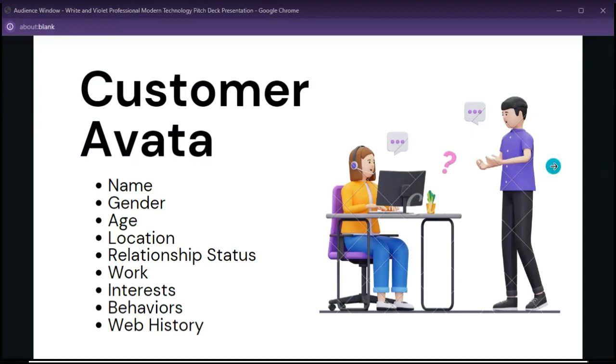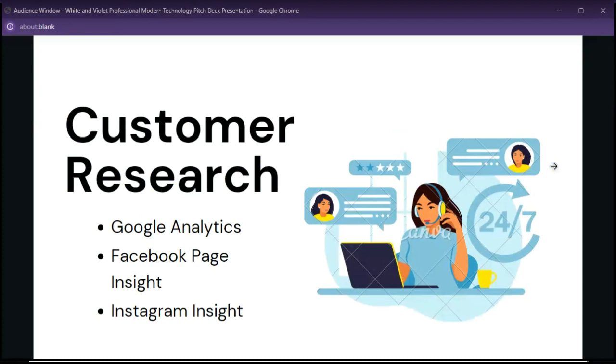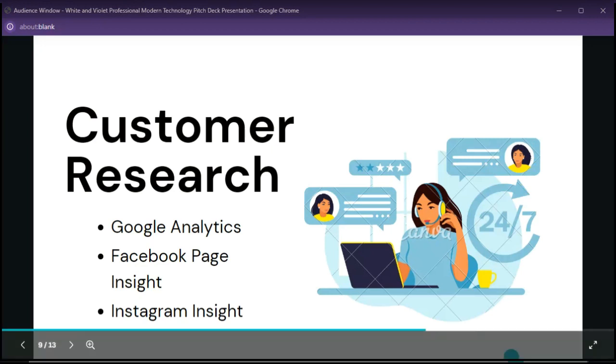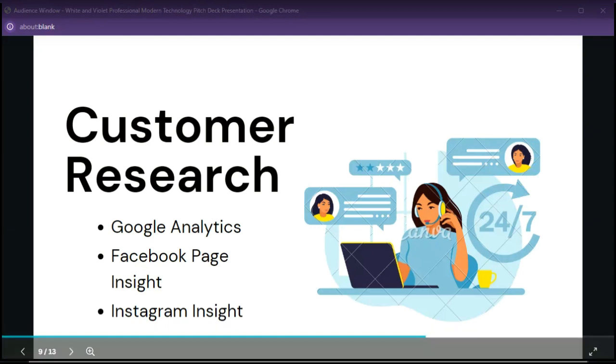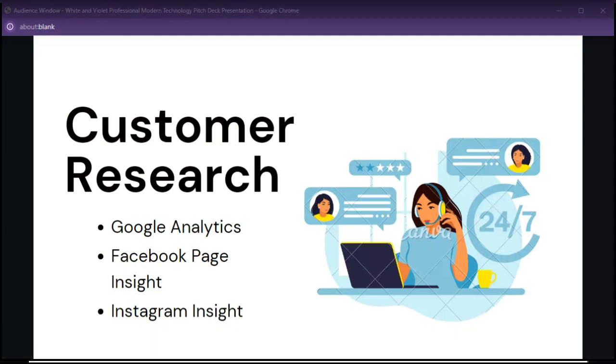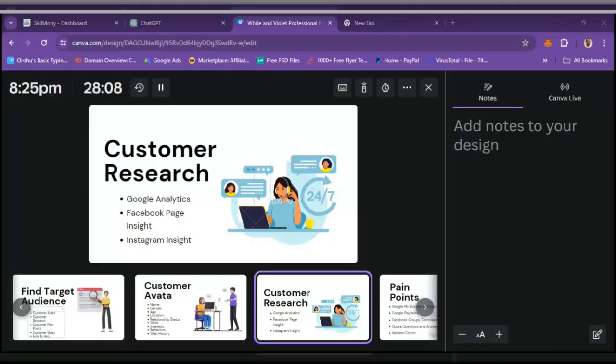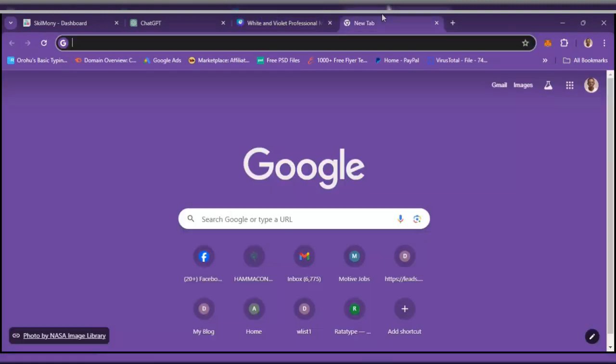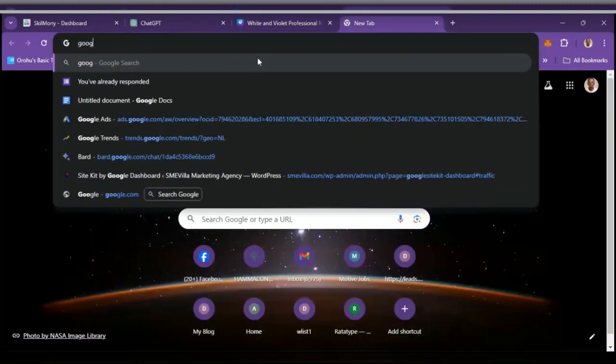Now, the next phase is what? Customer research, right? You can research your customer via Google Analytics, via Facebook page insight, via Instagram insight, and different platforms, right? And when it comes to Google Analytics, now let me show us what I mean by Google Analytics. All right, so this is my browser. All right, so now this is Google Analytics.